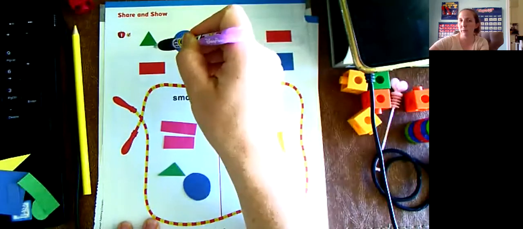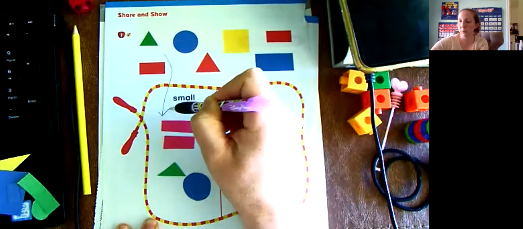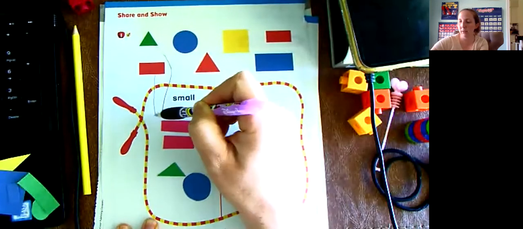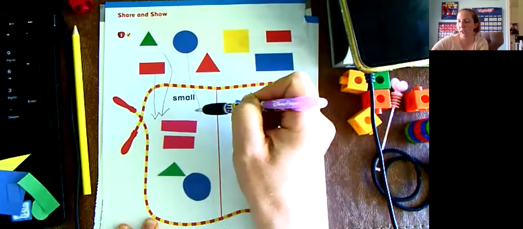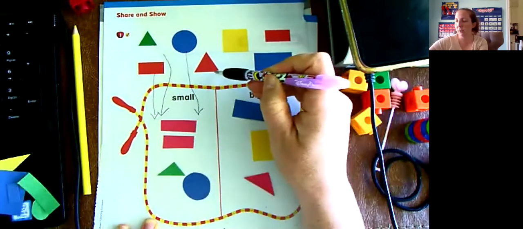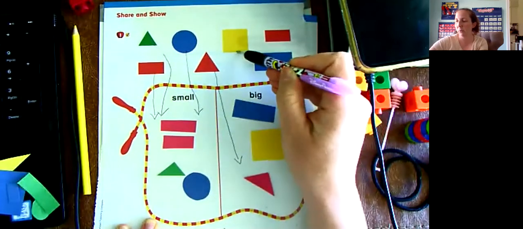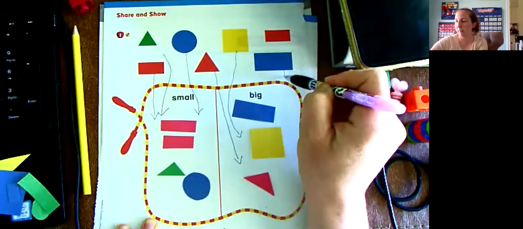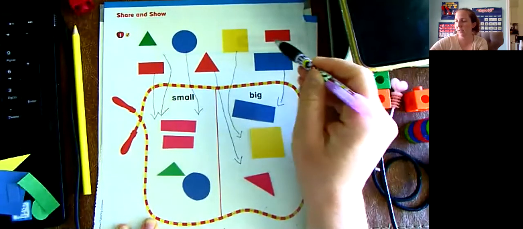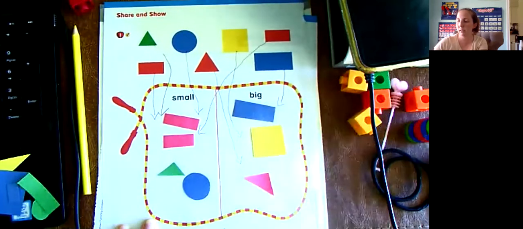So we put the green triangle here. We put this red rectangle here. We put the blue circle here for small. We put the red triangle here for big. We did a big yellow square. We did a big blue rectangle. And we did a small red rectangle.